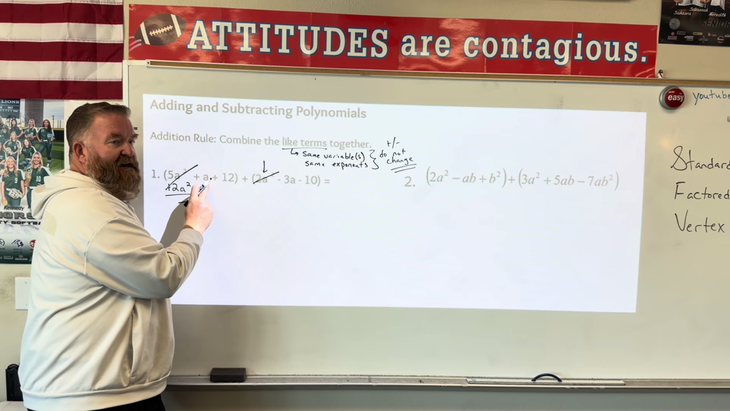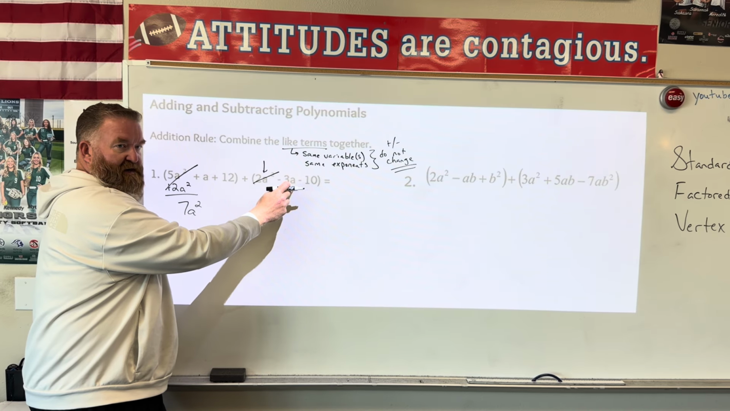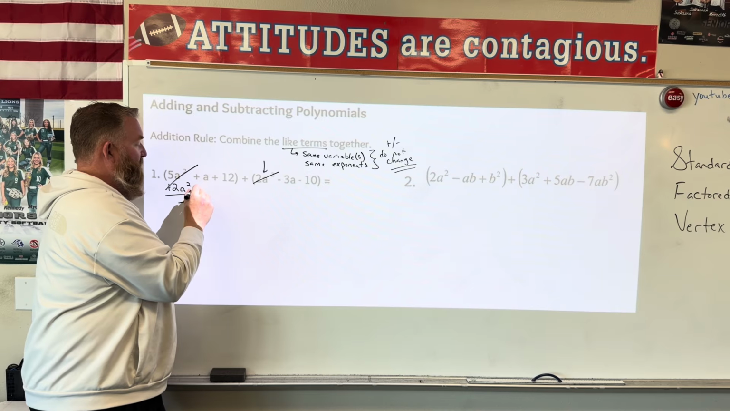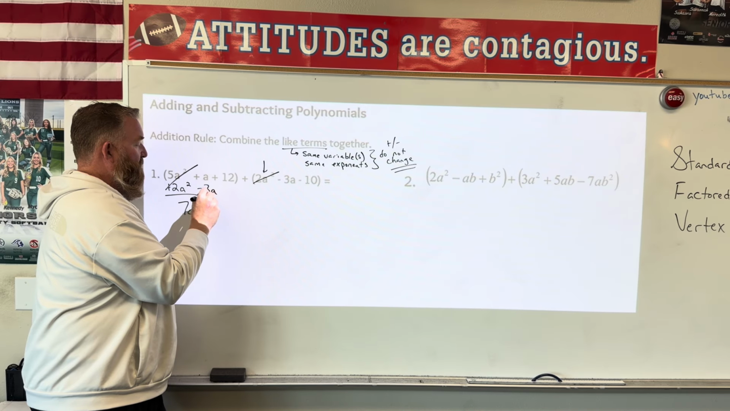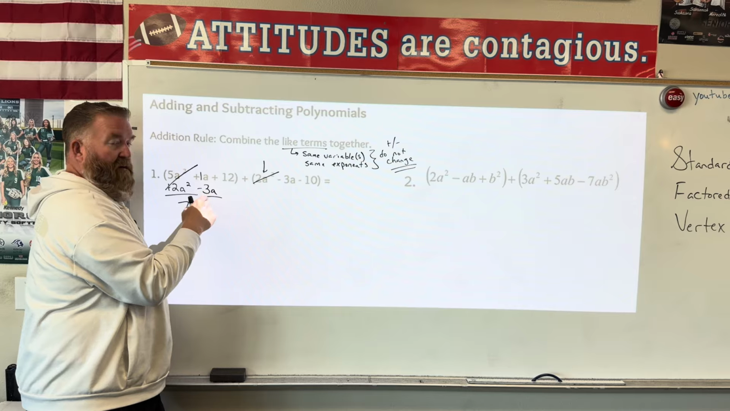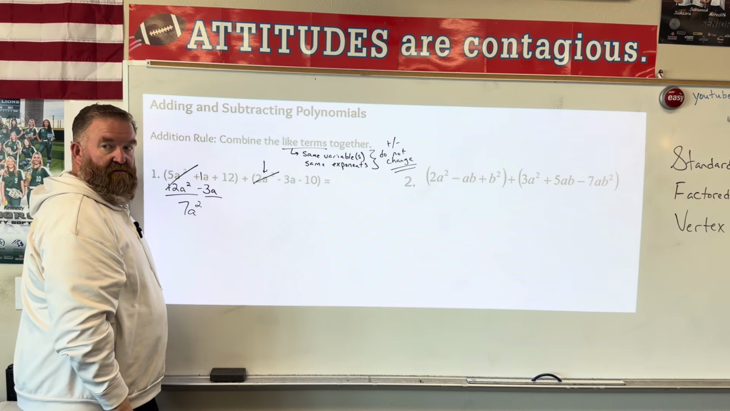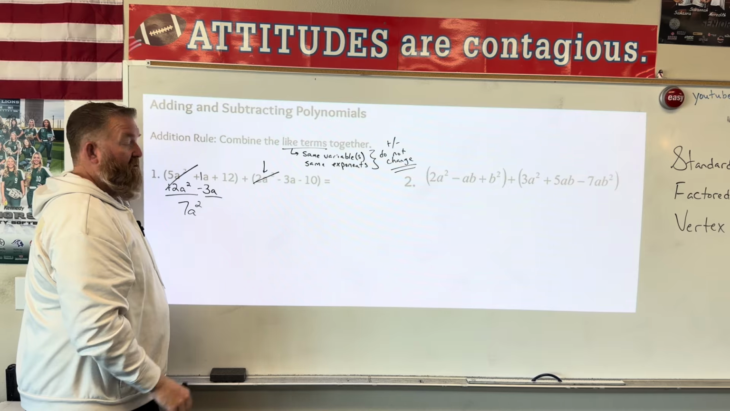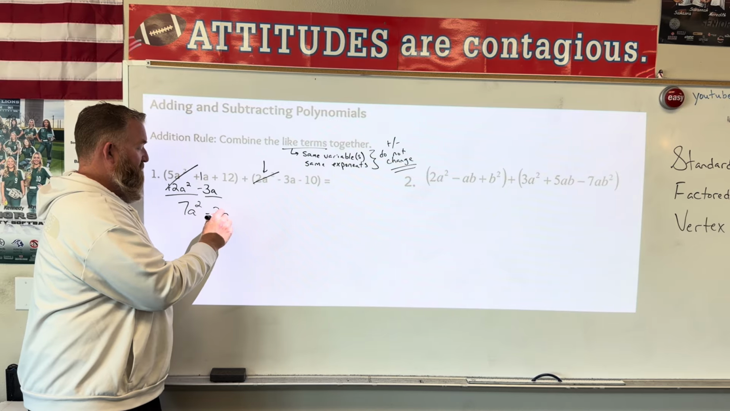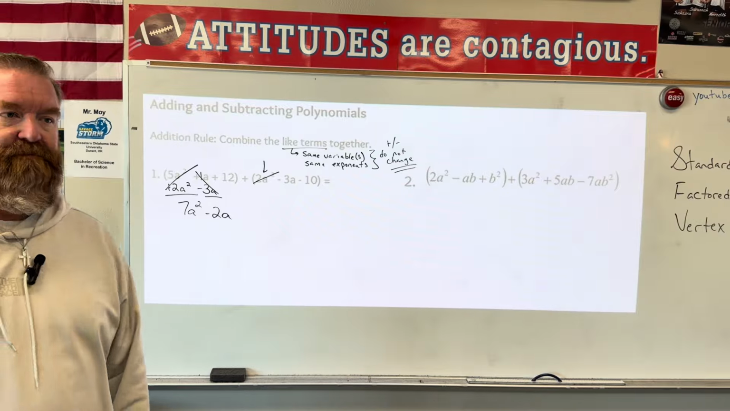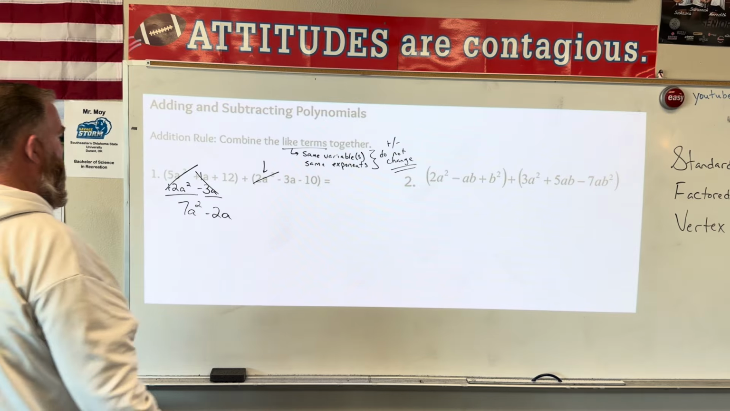So I've got an a here and I've got an a here. What kind of a is this? Positive or negative? Negative what? Negative 3a. So let me ask you this. What is 1 minus, remember there's a 1 there, what's 1 minus 3? Not 2. Negative 2a. That's 1 minus 3 is negative 2. And that part's done.